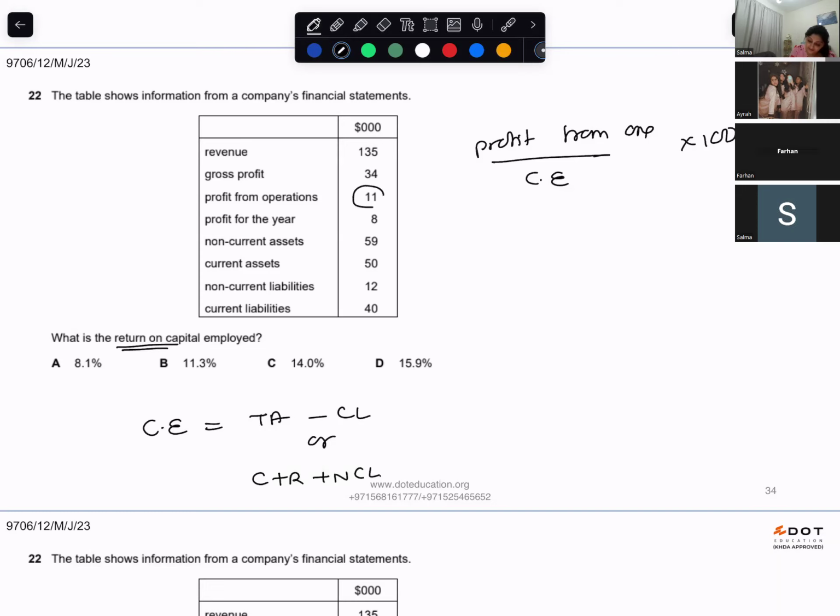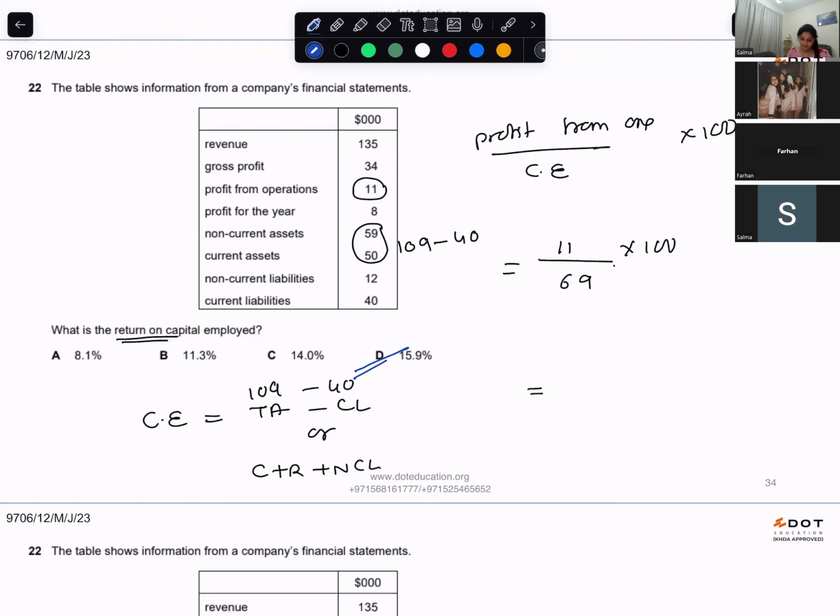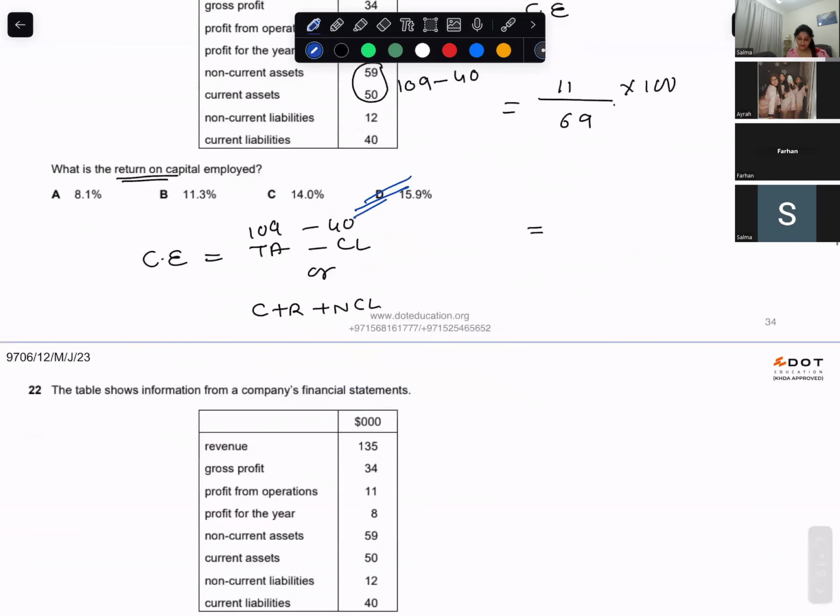The profit from operations is how much? 11. Capital employed: total assets 59 plus 50 is 109, minus 40 is 69. So 11 divided by 69 into 100 is 15.9. So it's 15.9, option D.